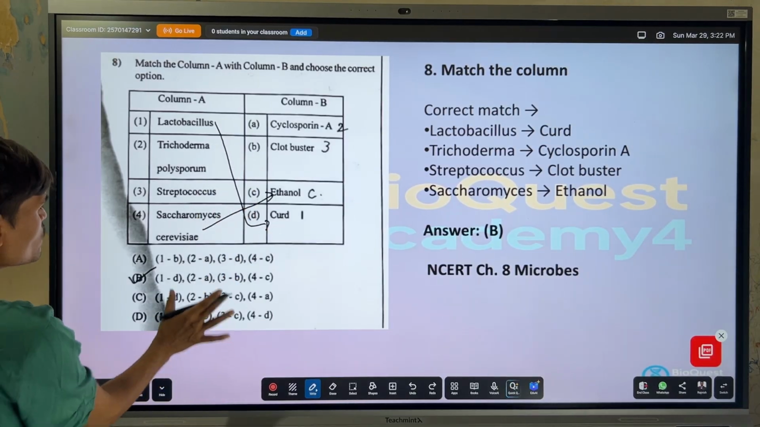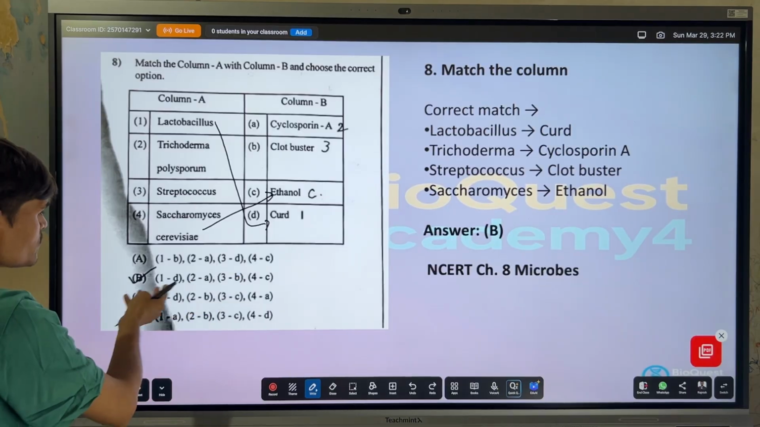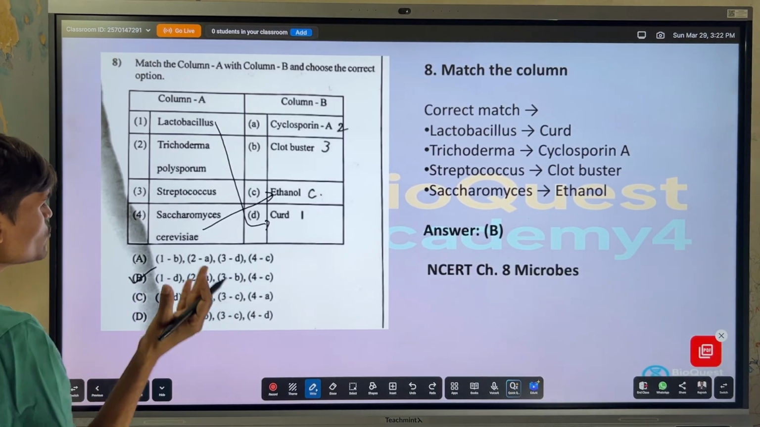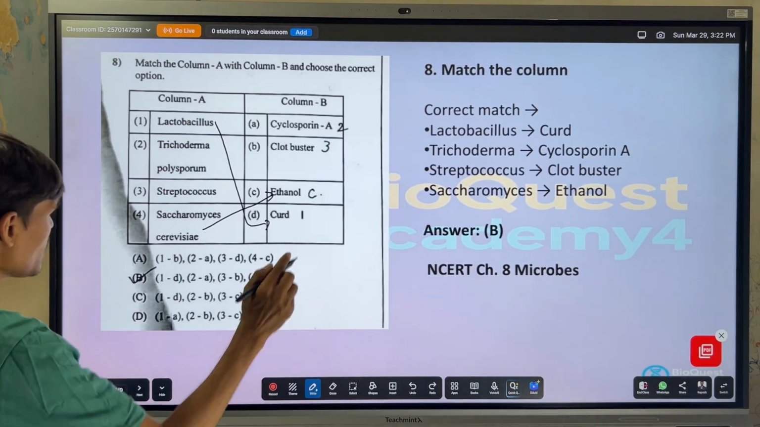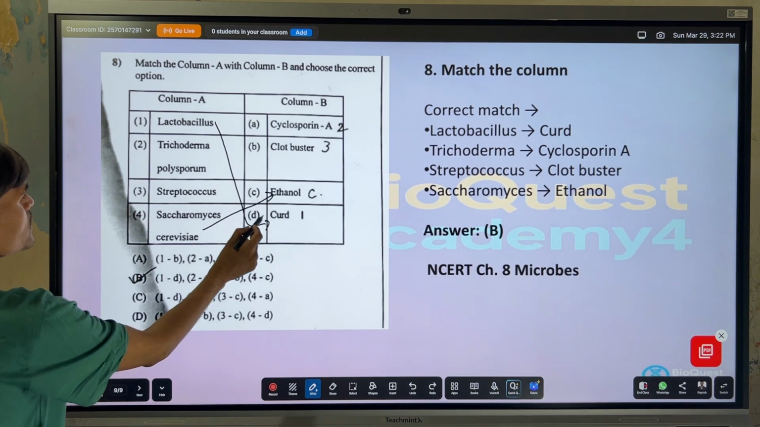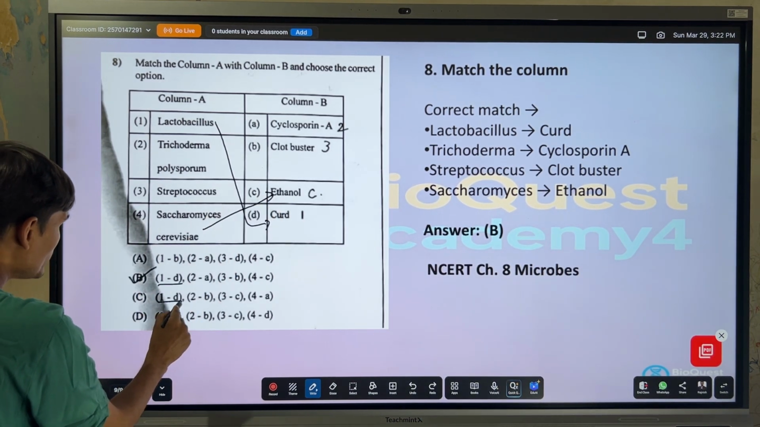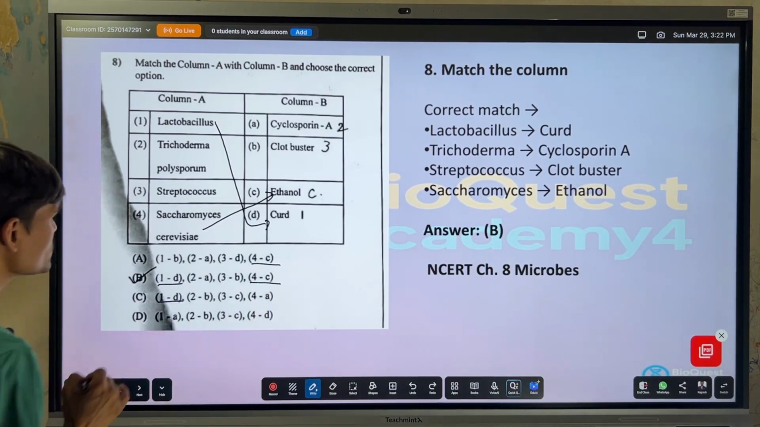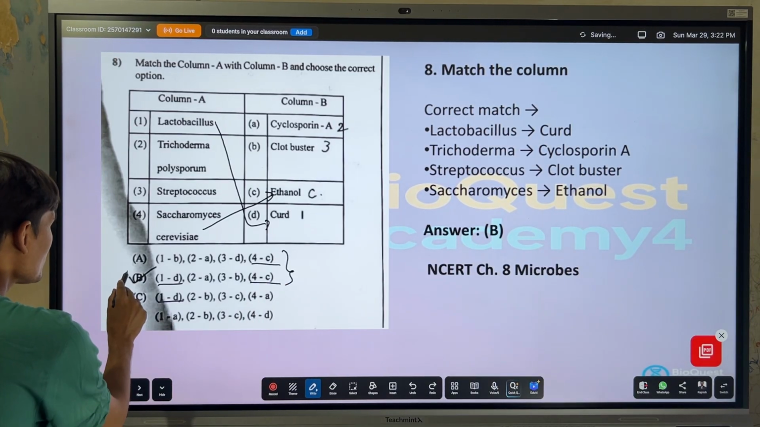But now let's do 50-50, by chance. If you don't know the answer, then how to do it? When you know only two, then what to do? Here see, 1D, 1D and 4C, 4C. Do you see?